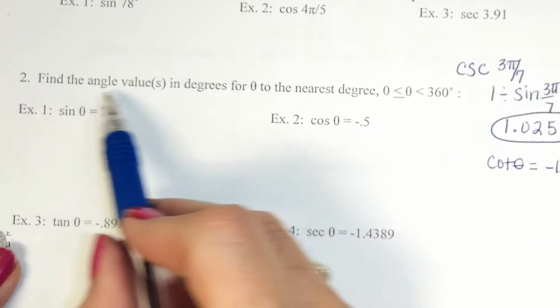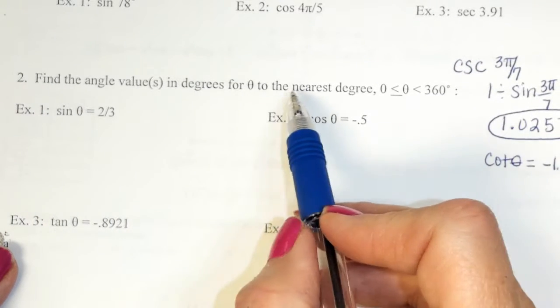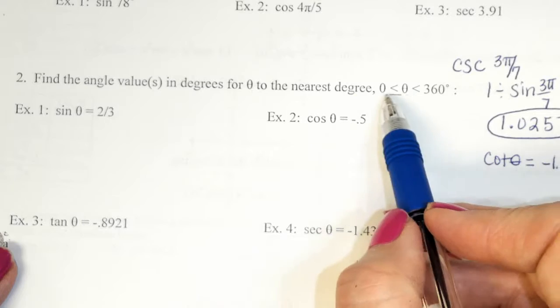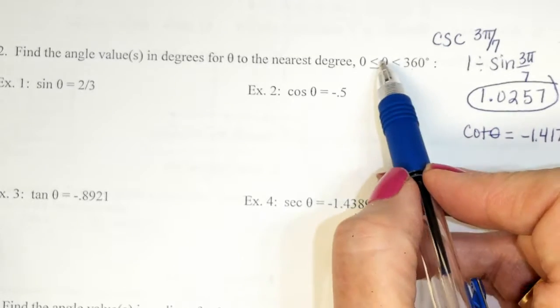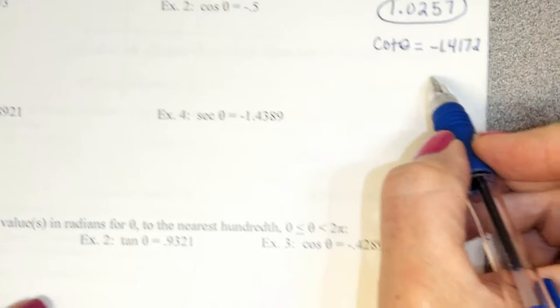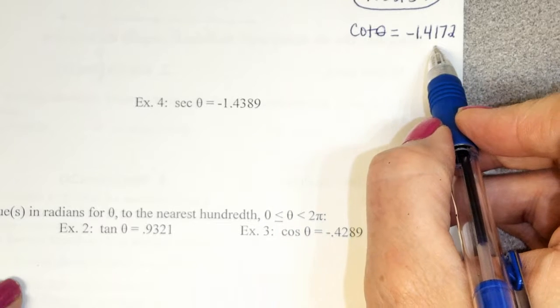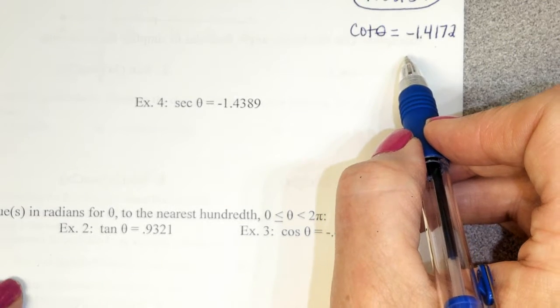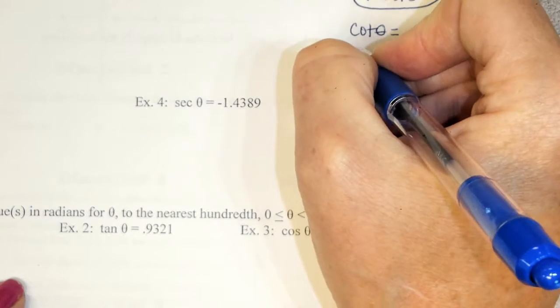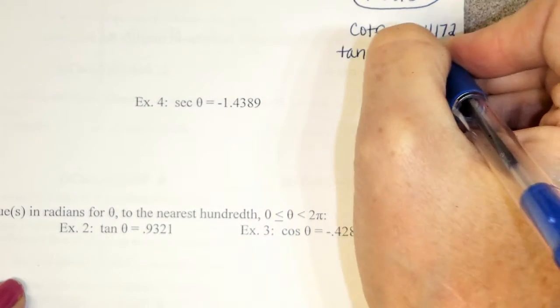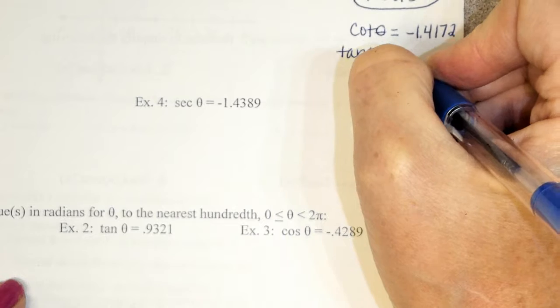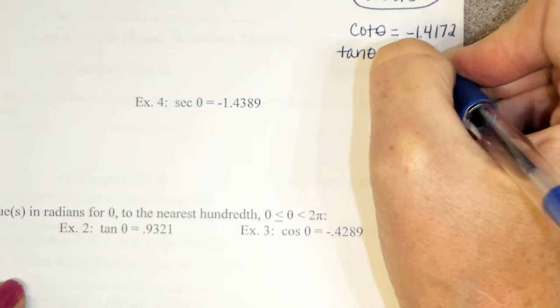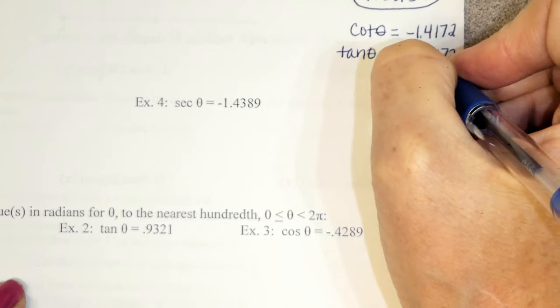All right, look at the directions. Find the angle values in degrees to the nearest degree from 0 to 360, including 0, not including 360. We have a cotangent problem. What do I have to turn this into to be able to do it? Tangent. So to change it into tangent, we have to flip this over. So it's 1 divided by negative 1.4172.